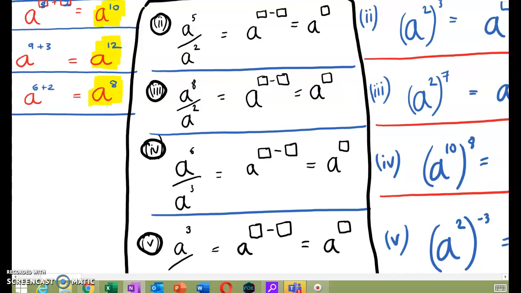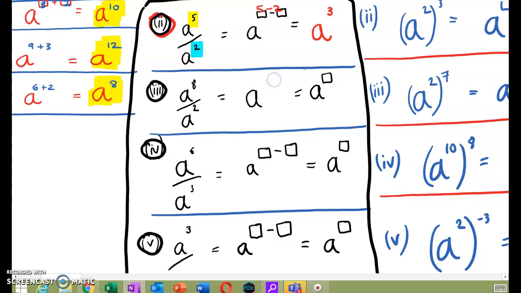Okay, I'm going to keep going. I hope you tried them and you did them okay. Let's see how you got on. So part 2 here, I have to get the top power and I have to take away the bottom power. So I'm going to say 5 minus 2. So my answer will be a to the power of 3.